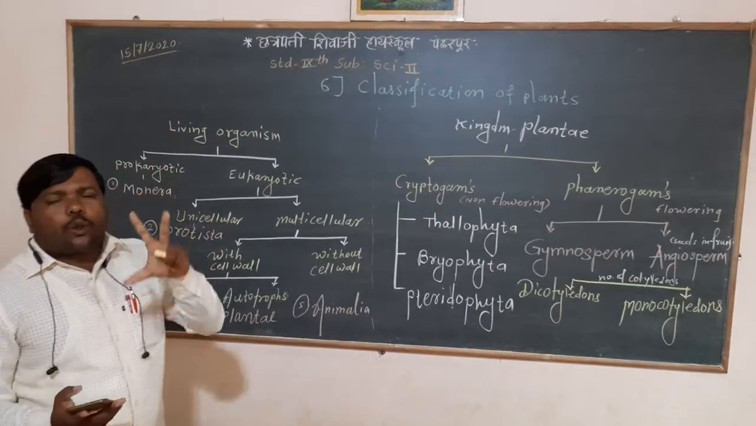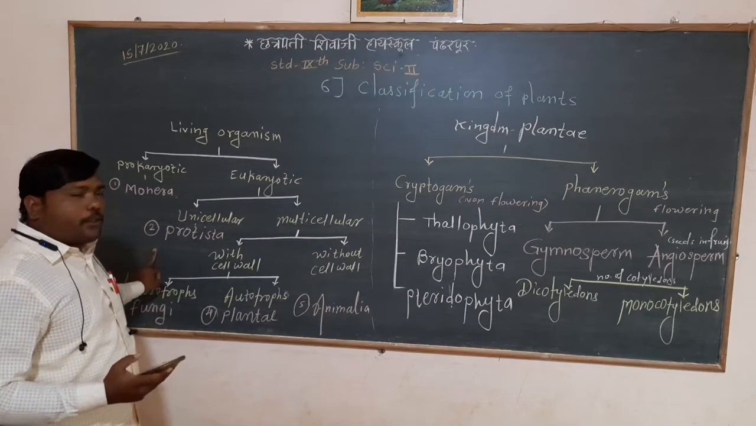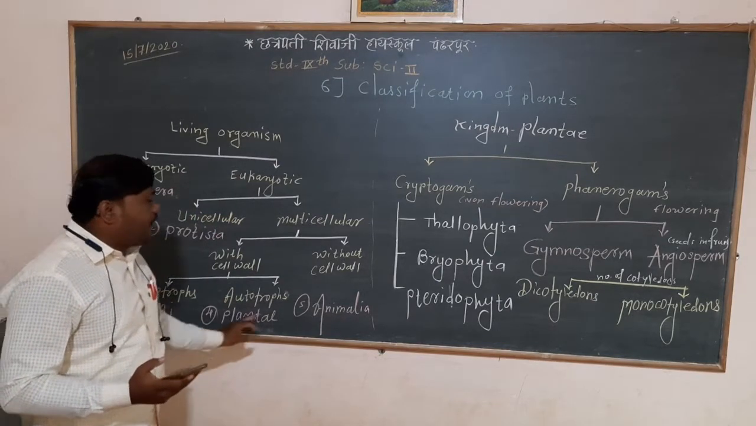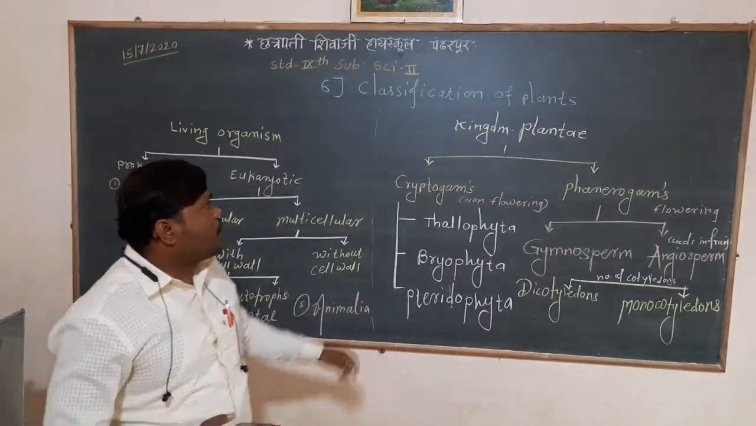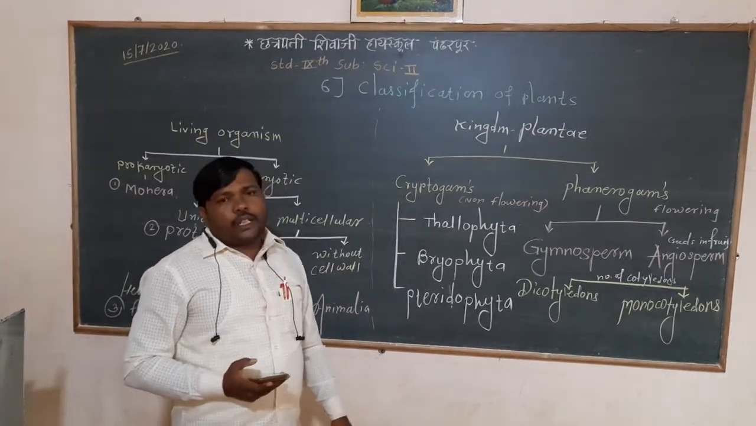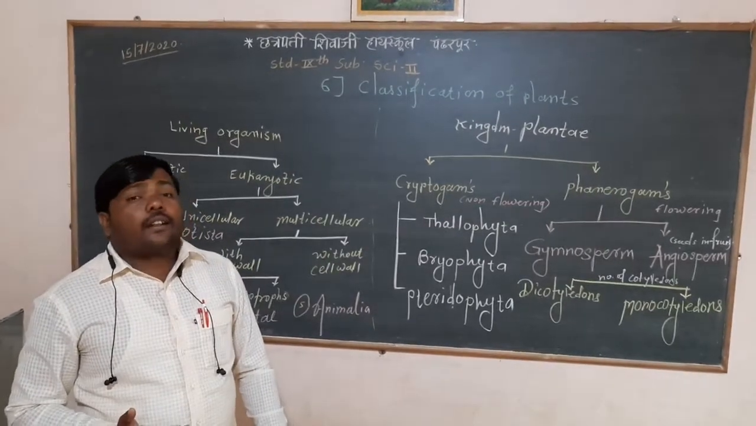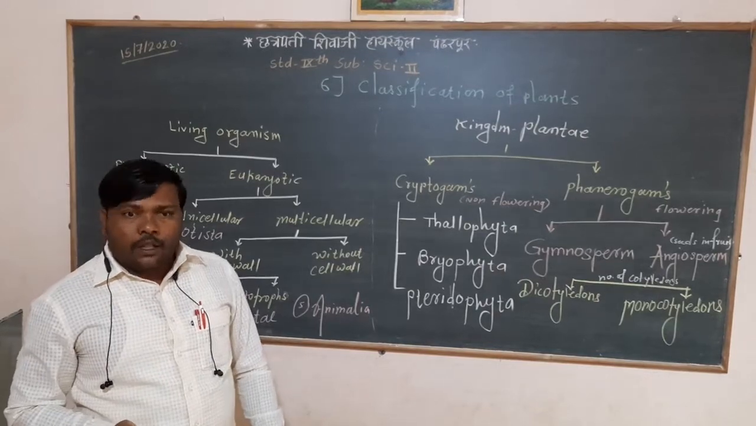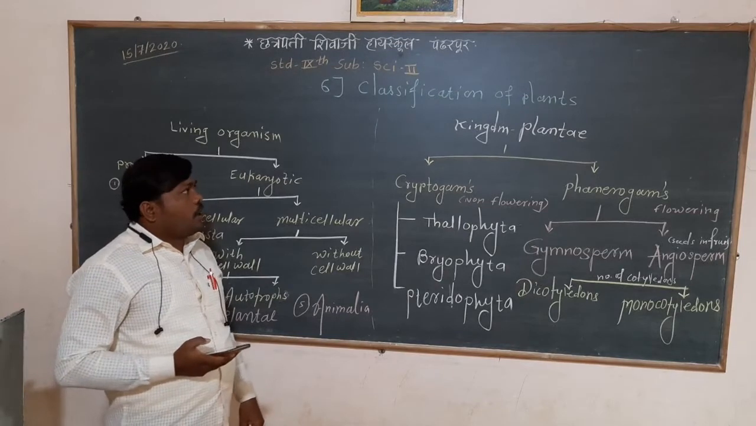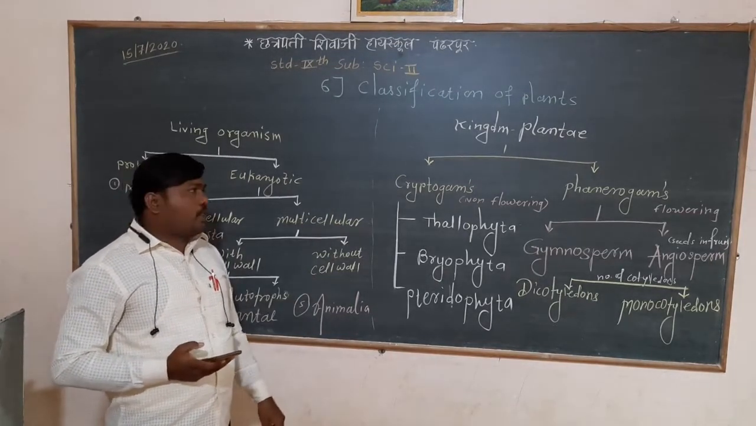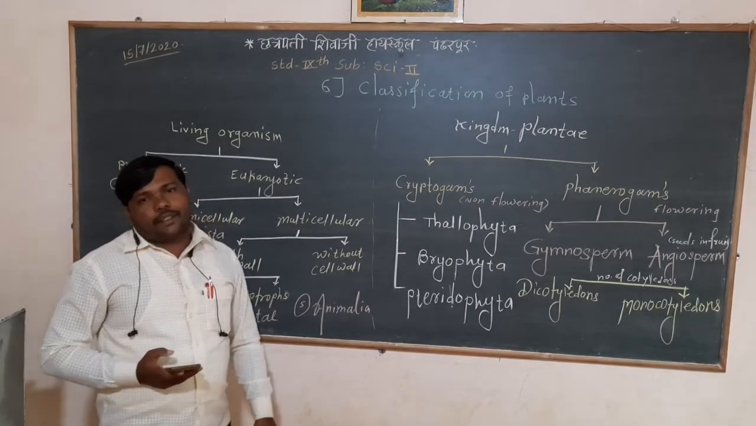It means that the whole living world can be distributed into five kingdoms: the first Monera, second Protista, third Fungi, fourth Plantae, and the fifth Animalia. Today we will discuss the kingdom Plantae, which is very important because plants make their own food material and provide food to other living beings. Again, the kingdom Plantae is classified into cryptogams and phanerogams.